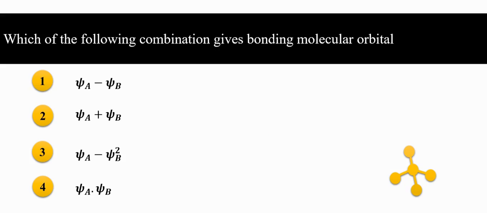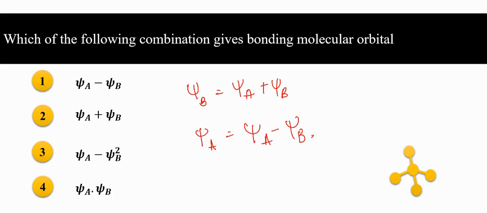So next question, which of the following combinations gives a bonding molecular orbital? How are bonding molecular orbitals obtained? If two lobes of the combining atomic orbitals of the same sign overlap, then the bonding molecular orbitals are obtained. So that is Xi B is equal to Xi A plus Xi B. This is a bonding molecular orbital, and the antibonding molecular orbital is because of the subtraction, Xi A minus Xi B. When the two lobes of combining orbitals of opposite sign overlap, the new molecular orbital obtained is called an antibonding molecular orbital. This is for antibonding. The first one is for the bonding molecular orbital. So the correct option for this particular question is the second one.